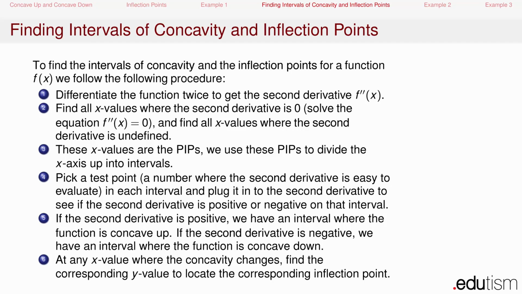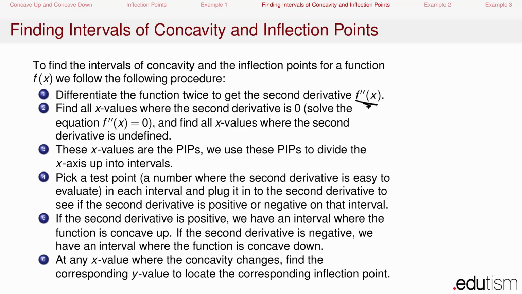When we're trying to find the intervals of concavity and the inflection points for any function f of x, we're going to follow the procedure on this slide. Note this procedure is very similar to the procedure that we used for finding the intervals of increase and decrease and the critical points. So the first step is we're going to differentiate the function twice, and we're going to get the second derivative f double prime of x.